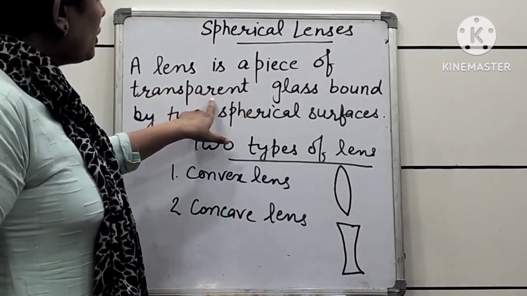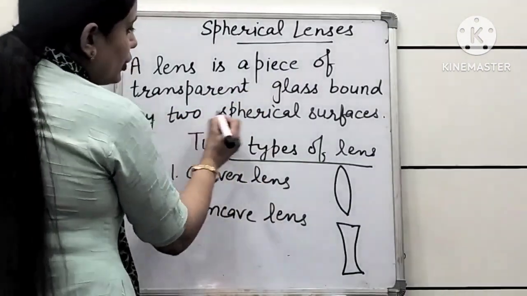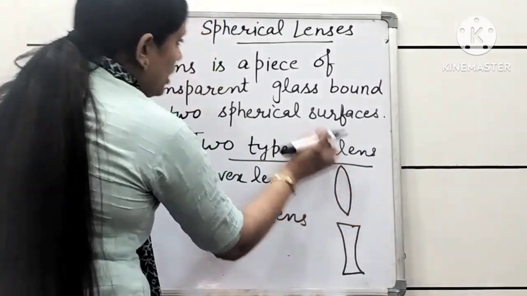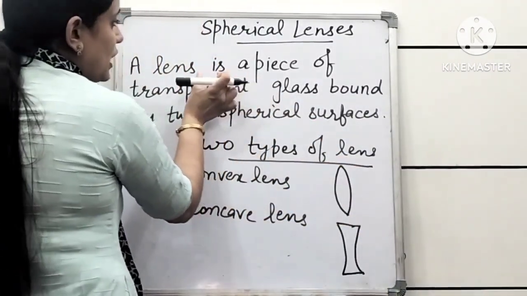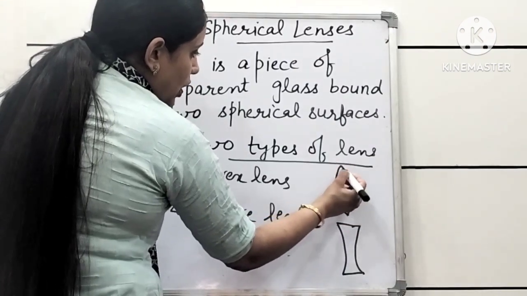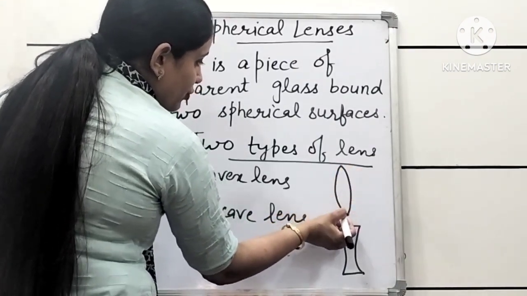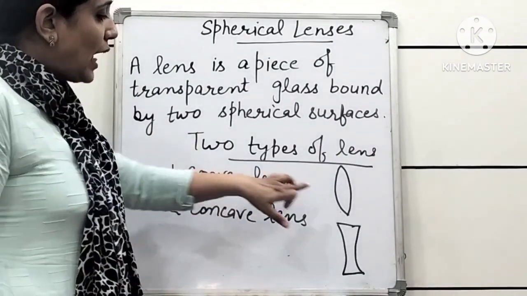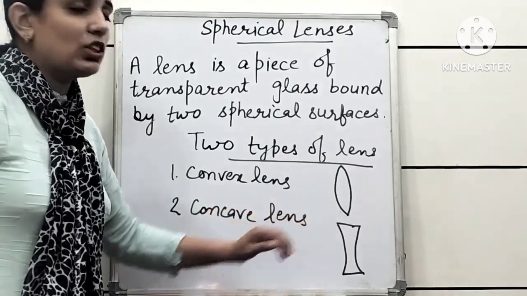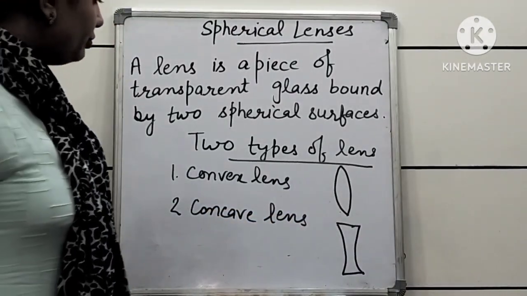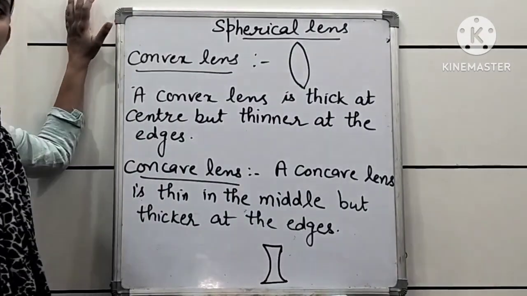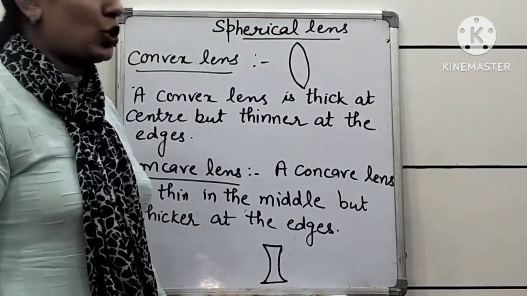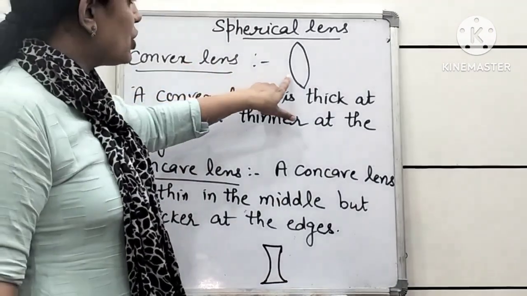A lens is a piece of transparent glass bounded by two spherical surfaces. This is made up of glass with two spherical surfaces, and it is a convex lens. So lenses are of two types: the convex lens has a shape like this and the concave lens has a shape like this. As the mirror is based on the phenomenon of reflection of light, the lens works on the phenomenon of refraction of light.